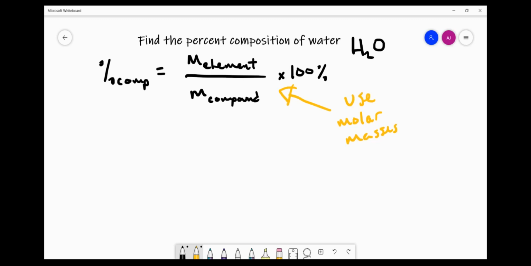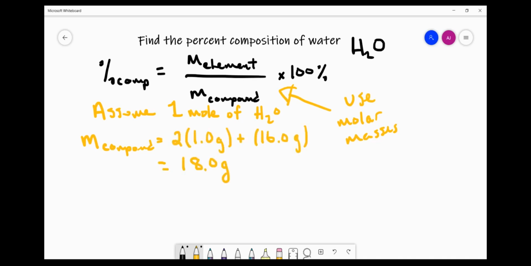So let's assume 1 mole of H2O. If we have 1 mole of H2O, the mass of the compound is equal to the sum of the masses of the elements. We have 2 hydrogens plus 1 oxygen for a total of 18 grams in 1 mole of water.